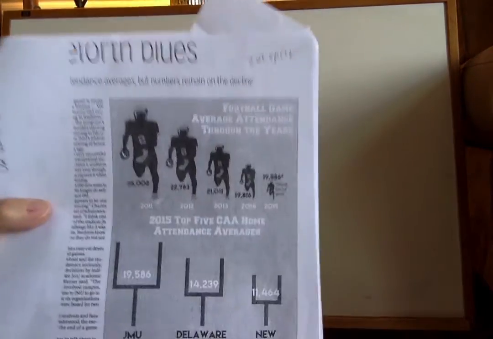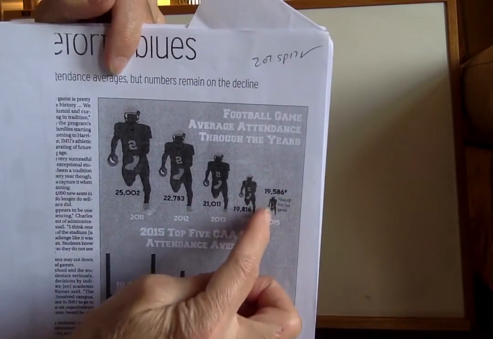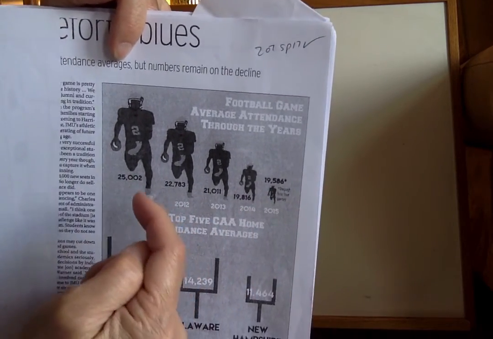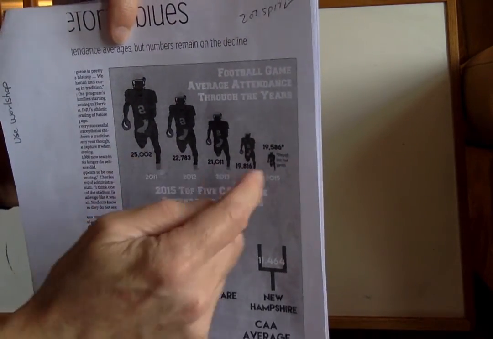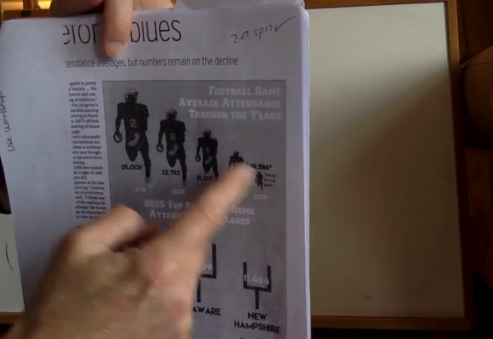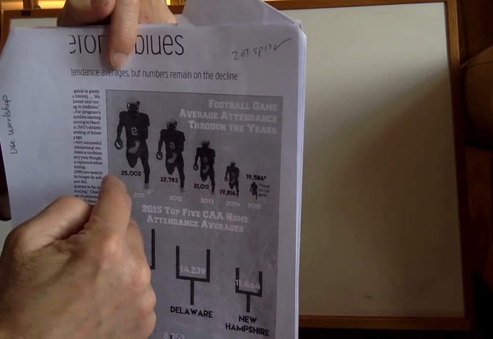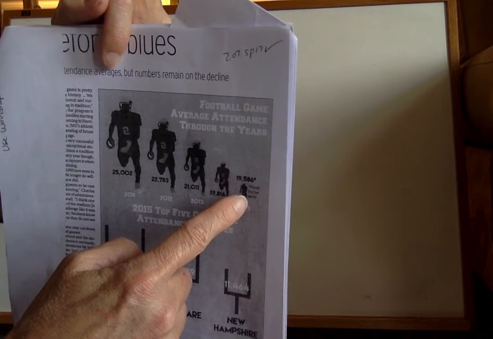One of my Math 220 students found something in the Breeze newspaper that did the exact same thing. It was cute little football players, attendance at the football stadium. You see this tiny little guy down here, he's about 19,500 or something, and this really big guy over here, he's 25,000. It looks like 10 of those would fit into that. Well, that's not the case. It's not even twice as big. 25,000 is just 1/4 as big as 20,000.